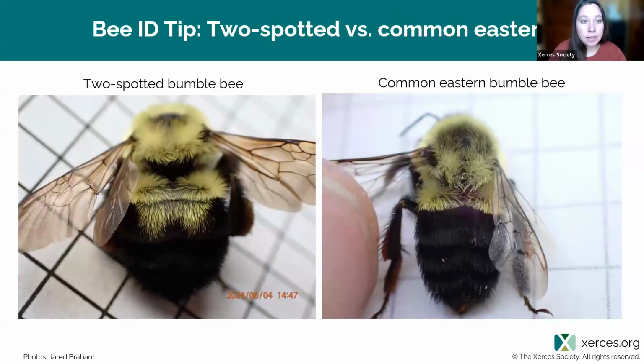Some folks will get the two-spotted bumblebee and the common eastern bumblebee mixed up when they are starting to learn how to identify bumblebees. When we say that this bee has this W shape on its abdomen, a lot of the times folks will think that that means that this first segment of the abdomen kind of has this swooping shape. But when we are talking about that W, we are referring to the second segment of the abdomen. So we can see here that both of these bees, T1 is yellow, but on that second segment of the abdomen for the two-spotted bumblebee, we have that two-spotted or W-shaped pattern.